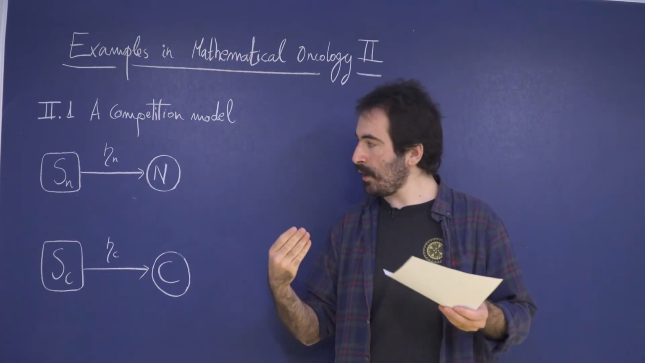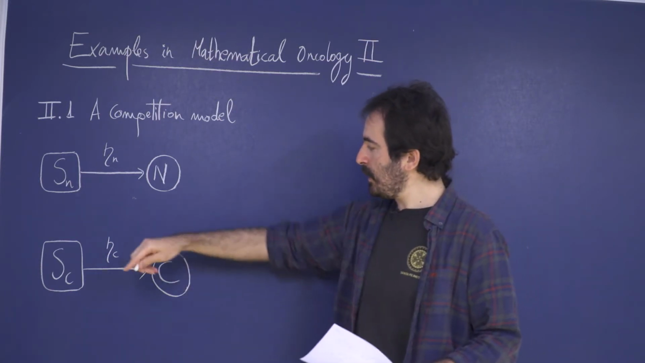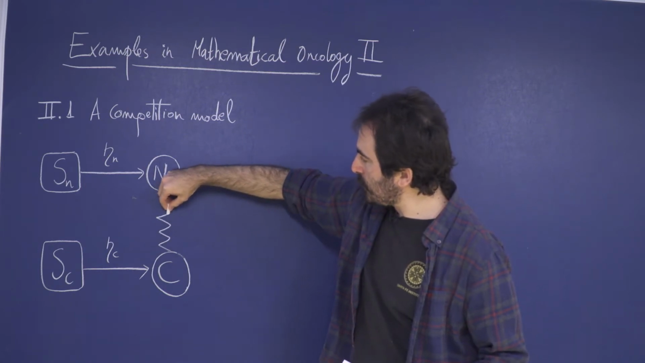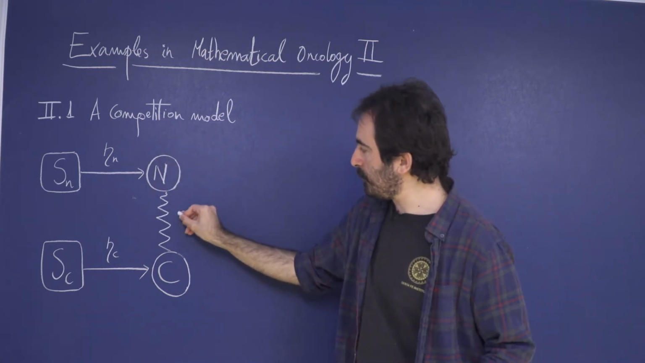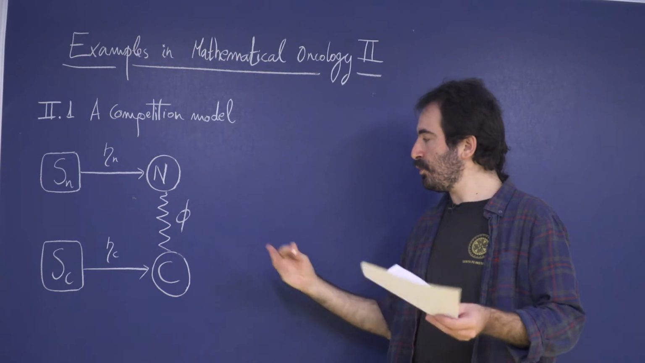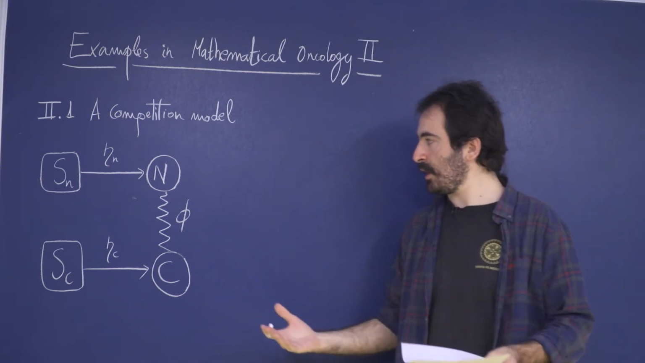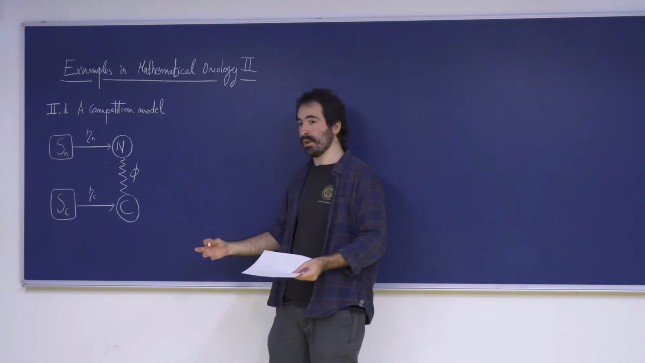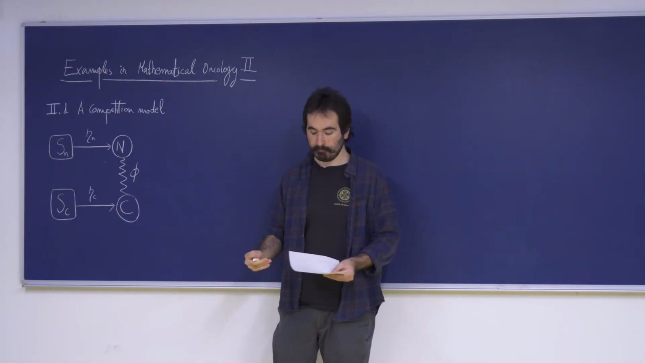And what we're going to look at is what situation we are going to encounter, dynamically speaking, when these two types of cells are competing. They could be competing for nutrients or for space, in whichever case. And now we're just going to try to work out what the dynamics of this process are.